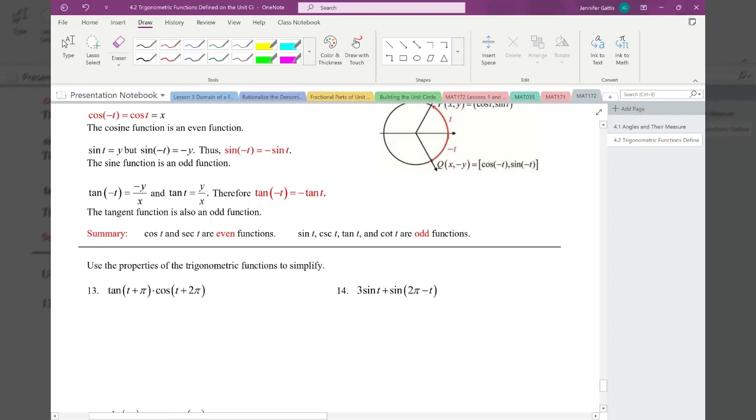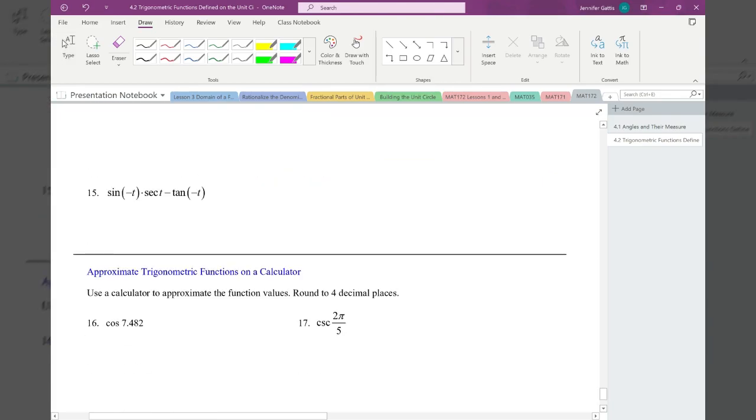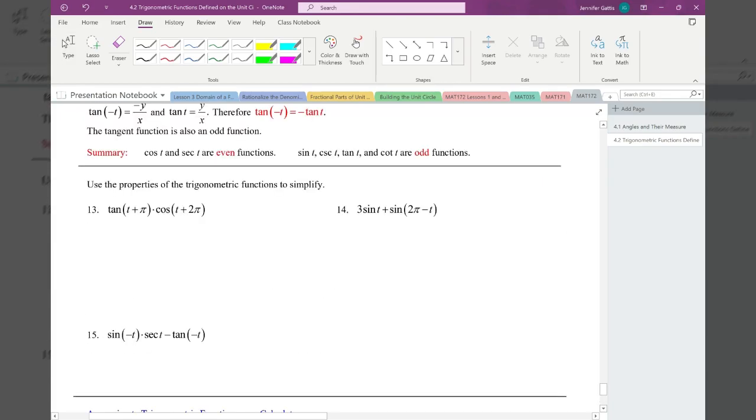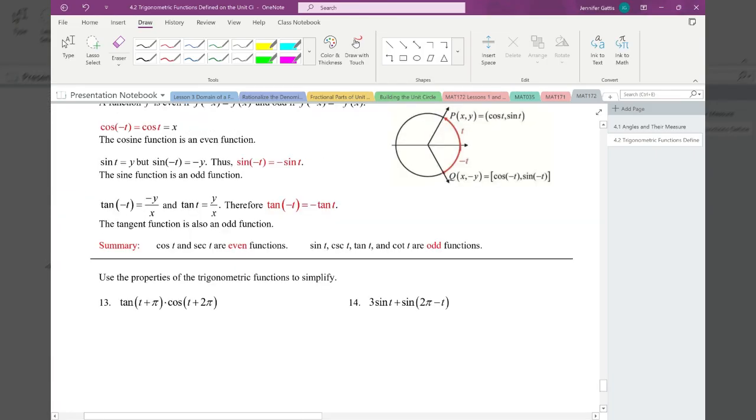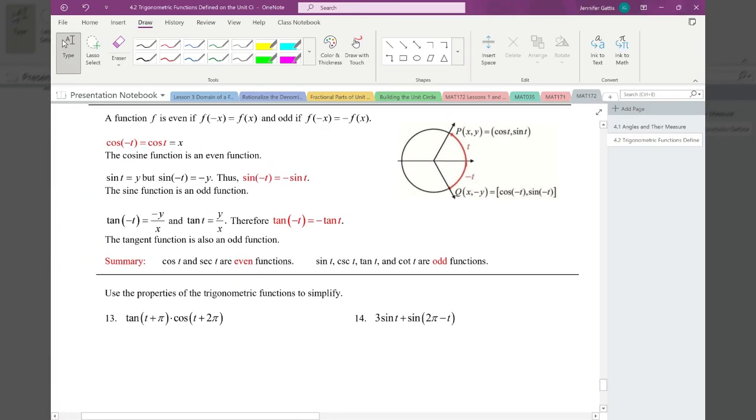So looking at these here, I'm only going to do the first one because we're not going to spend a lot of time on even and odd. It is helpful, but we'll get into it, okay? So the tangent of t plus pi, because tangent has a period of pi, that means that this is just the same as the tangent of t.